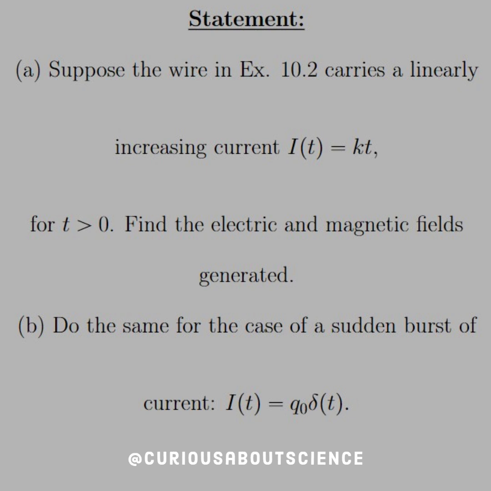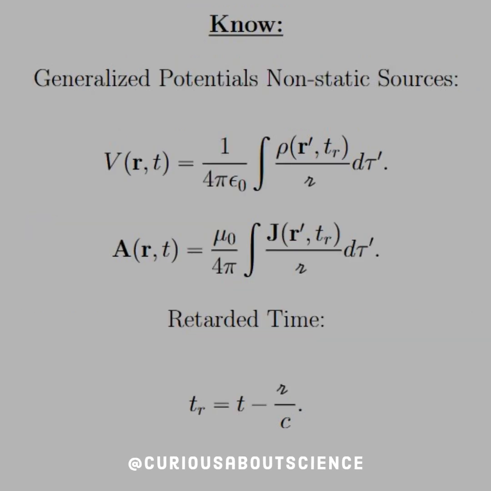Okay, this is different than what we've seen because we saw the Dirac delta used with positional coordinates, not temporal coordinates. So this is a fun change up. As we saw last time, the generalized potentials for the non-static sources and the retarded time are given as such. So we find those, then we can find out what we need to do.